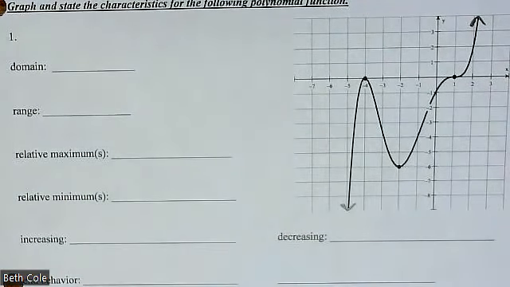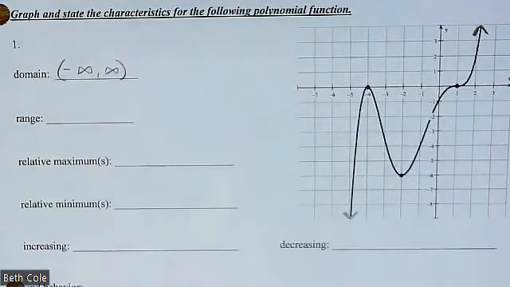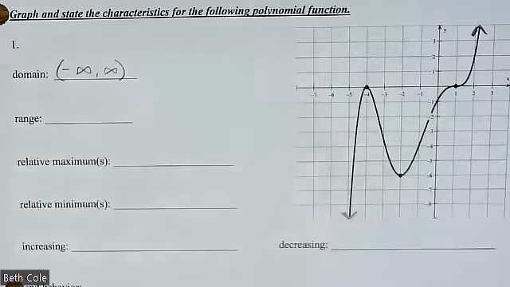And so what do you think for domain? All reals. Hey, kiddos, the domain for a polynomial is all reals. That's the answer. That's a freebie. That is the answer on the quiz. It'll be all reals. Range sometimes isn't all reals.